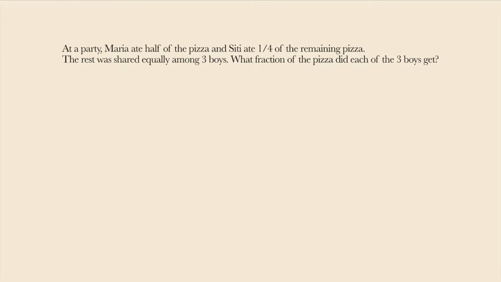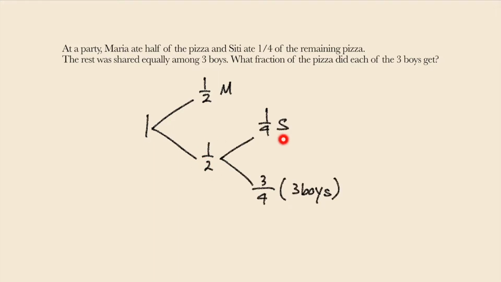At a party, Maria ate half of the pizza. So that's half of the total pizza going to M, Maria. And Sissy ate 1/4 of the remainder. So 1/4 of the remainder went to Sissy. The rest was shared equally among 3 boys. This looks quite similar to the previous question, doesn't it?